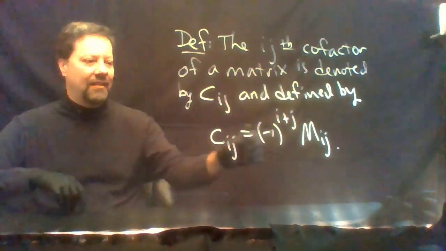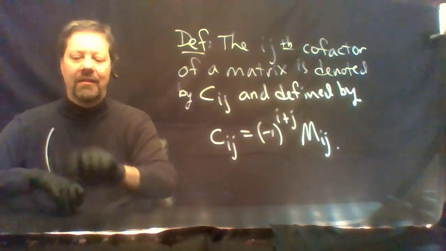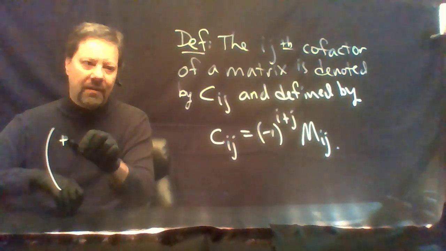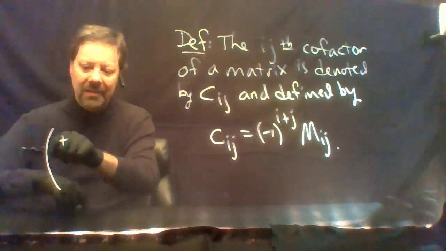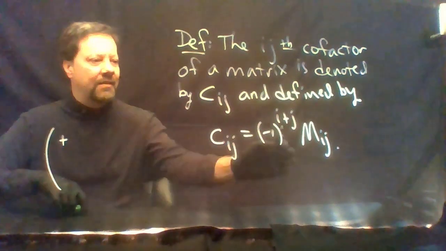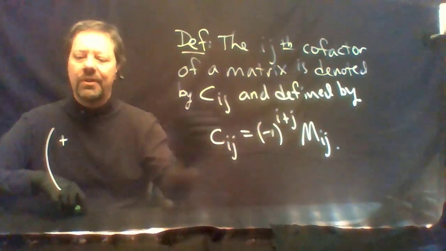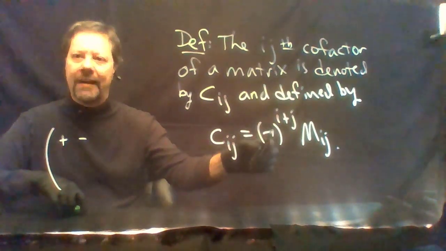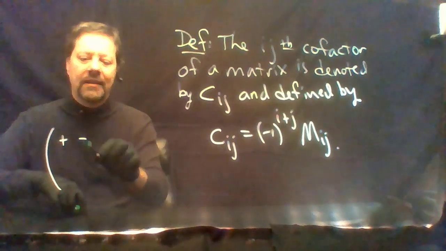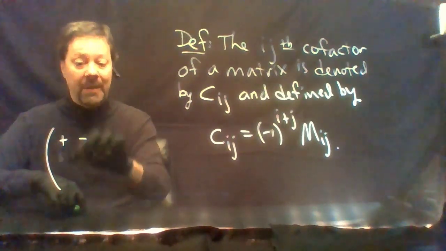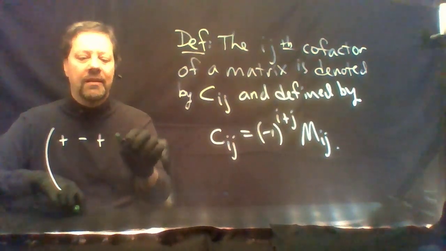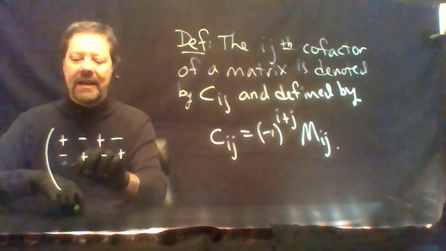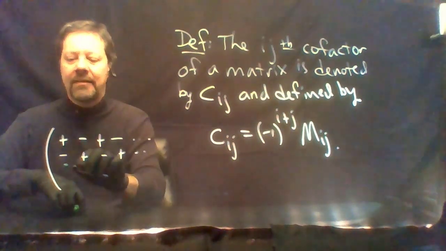Let me point out that with this -1 to the power i plus j, in the first row, first column, you get an exponent of 1 plus 1, which is 2, and that gives you a plus. They'll alternate because you get one more factor of -1 each time you bump over a column and bump down a different row. As a consequence, you end up with a checkerboard pattern of pluses and minuses throughout the matrix.